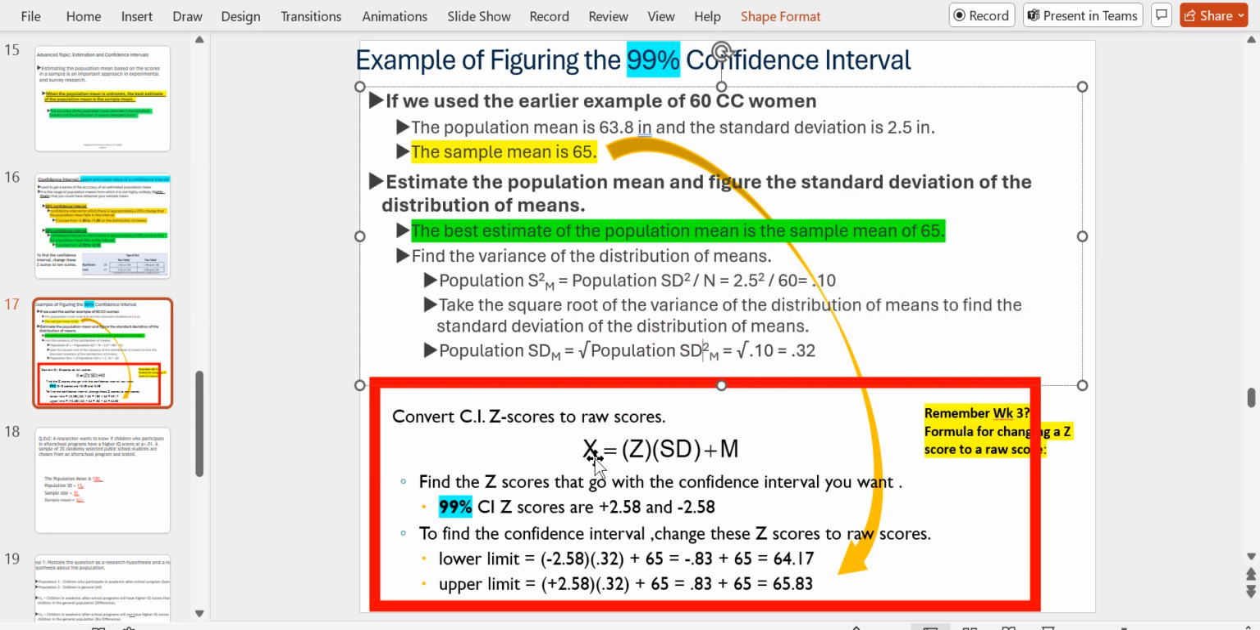Everything's the same as before. Here's that formula from week 3, finding the raw score from the Z. You're going to find an upper and lower level. And these are the exact same numbers that we saw in the first PowerPoint that didn't make any sense, but hopefully they make sense now.